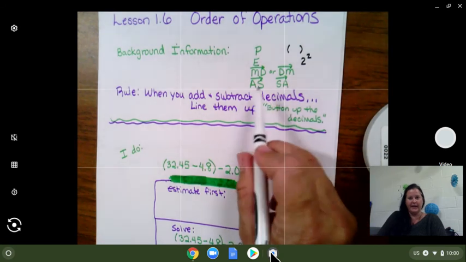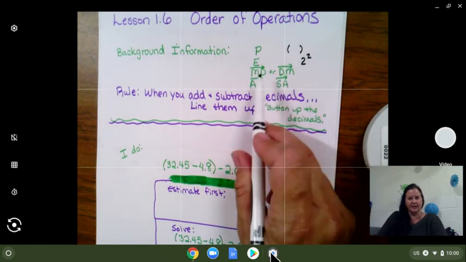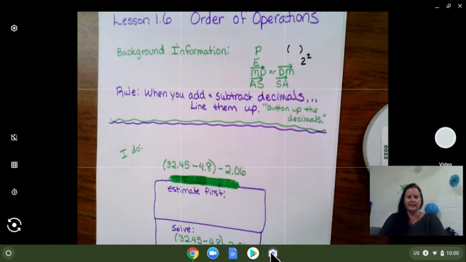All right, and then after you've done all your multiplication and division, you'll do your adding and subtracting in whatever order it comes first from left to right, just like you're reading a sentence in a book. All right, there's a rule. When you add and subtract decimals, you need to line them up, and I'm going to show you how to do that today. One of the things I sometimes say is don't forget to button up your decimals. Button them up like on a shirt where they're all lined up in a straight line.